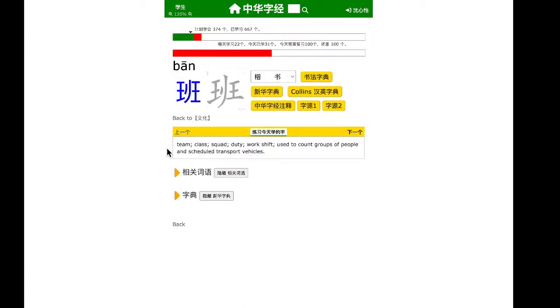So Ban refers to a team, class, squad, like a group of people who work together. It refers to a duty or your shift at work, like the time that you're assigned to work. And it's used to count groups of people or schedule transport vehicles. So if a flight is 航班, or if you miss the bus but the next bus is coming in 10 minutes, you would say 下班车 is the next bus.